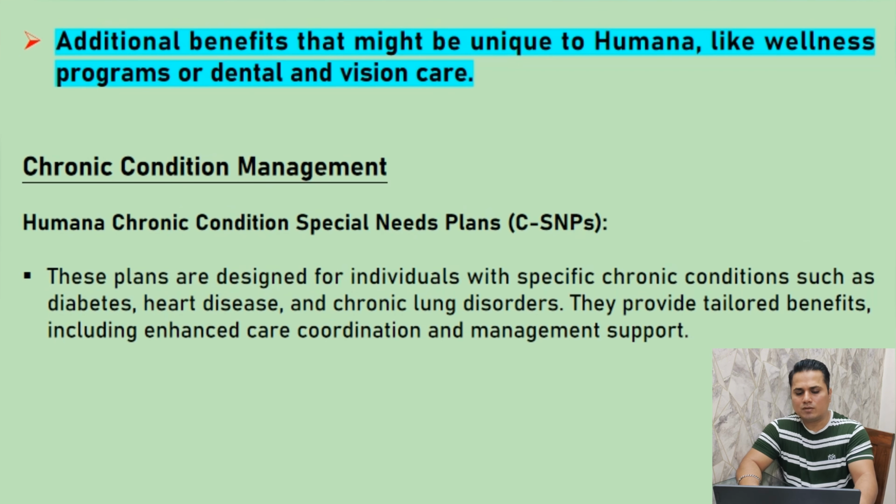Chronic condition management. Humana chronic condition special needs plans, which are also called C-SNPs. These plans are designed for individuals with specific chronic conditions such as diabetes, heart disease, and chronic lung disorders. They provide tailored benefits including enhanced care coordination and management support.